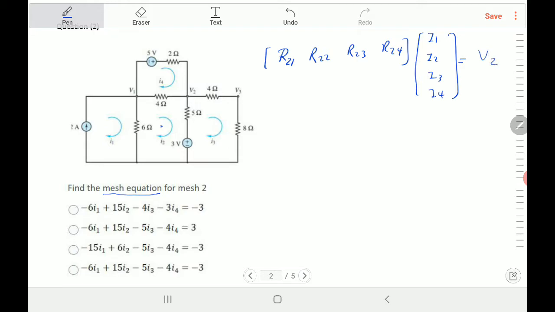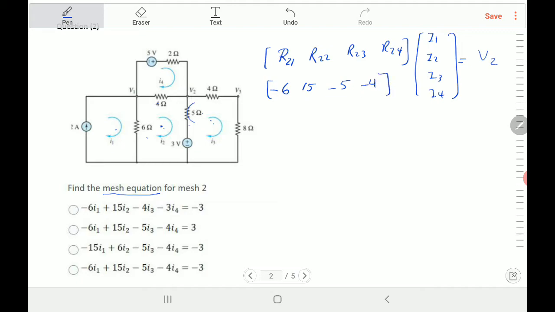Now, R21 is the common or mutual resistance between 2 and 1. That's 2, that's 1, it is 6 ohm. Don't forget, it's written in negative. R22, the sum of the resistance in mesh 2, 6 plus 4 is 10, plus 5 is 15. R23 is the mutual resistance between mesh 2 and mesh 3, which is equal to 5 ohm, so minus 5. Any mutual resistance is a negative value. R24 is between 2 and 4, which is 4, so it will be minus 4.